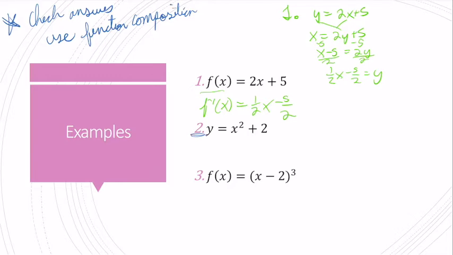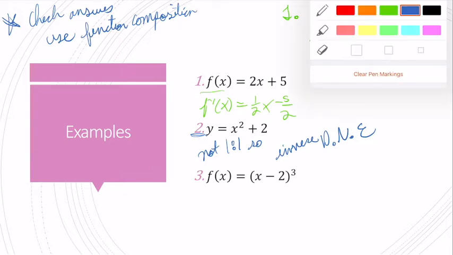All right, let's take a look at problem 2. That's a degree 2 equation. That's a parabola. It's a function, but it's not 1 to 1. So that means the inverse does not exist.